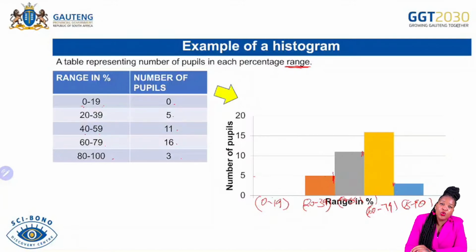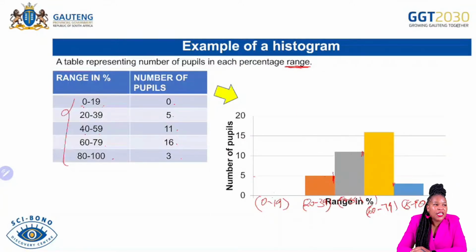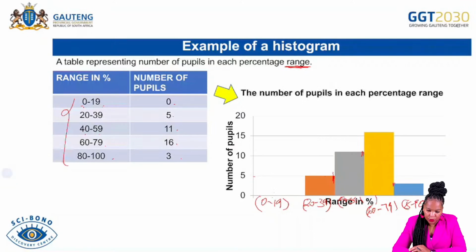So you need to take note of when you draw a histogram: when your data in the independent variable is given in the form of a range. So this is the bar graph showing the number of pupils in each percentage range. You will still have your caption, you will still have your dependent variable on the y-axis and your independent variable on your x-axis. You still have the bars, however, the bars now are clustered together. There's no space in between.